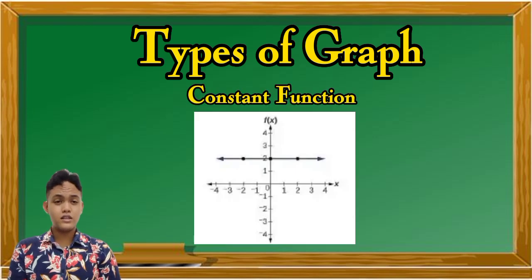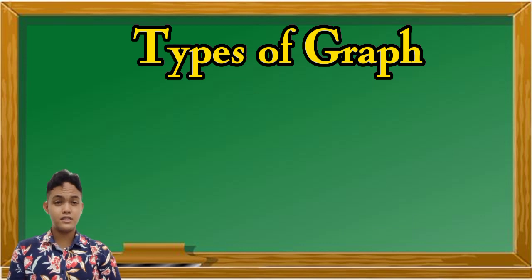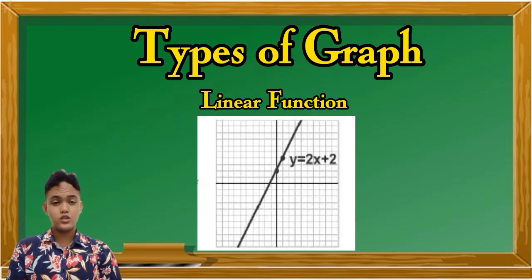Let's now go to some examples of graphs. First, the constant function. It is where the output value is the same for every input value. So here is an example. You see the value of y remains the same for every x value. That is called a constant function. The second is the linear function. When you see a straight line on the graph, that is called a linear function.